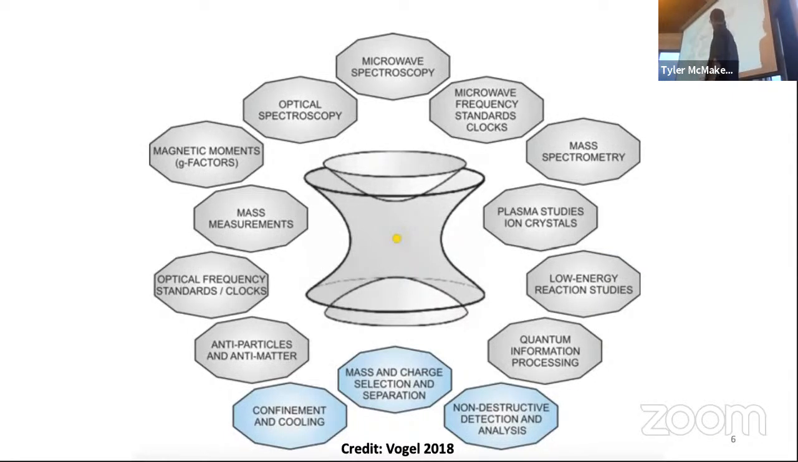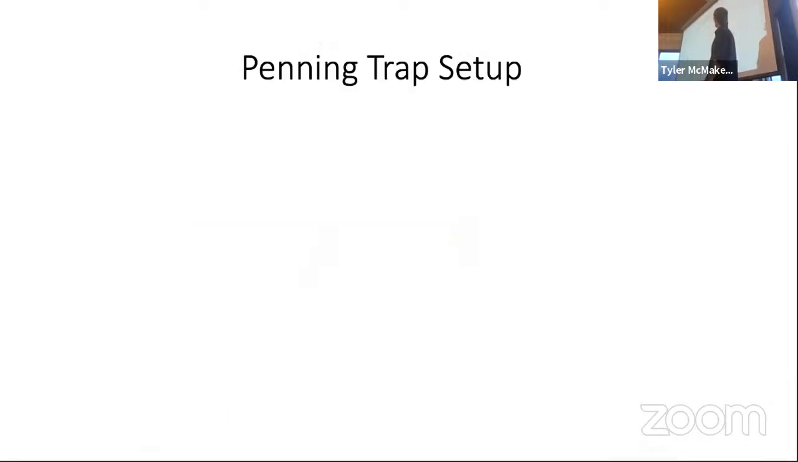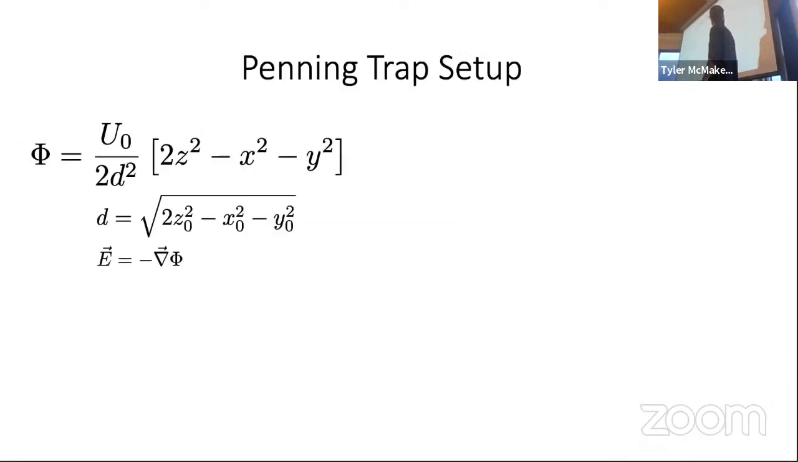So there's a ton of different experiments you can do with this. You can see in the bottom left, we've got confinement and cooling, but there's also plasma and ion crystals, which is what we'll be talking about, and quantum information processing, which is what the people in this room are very interested in. But there's a whole zoo of experiments to do.